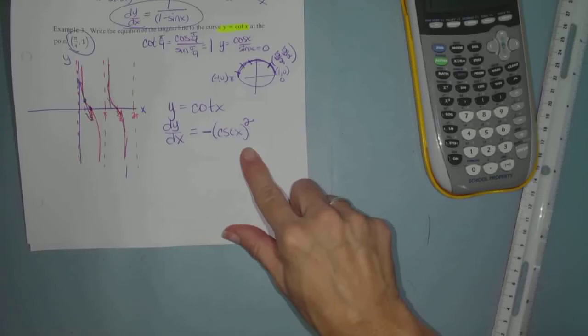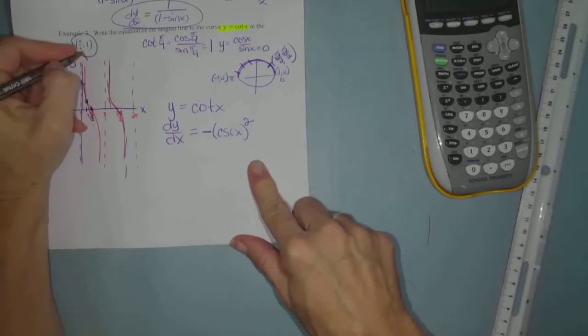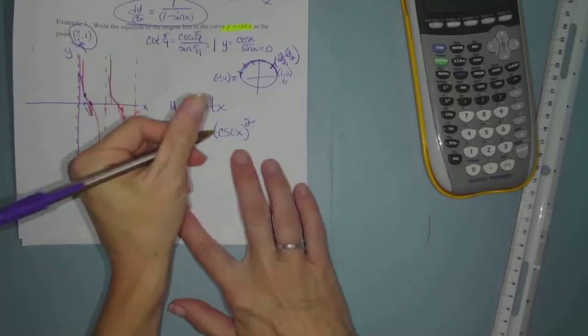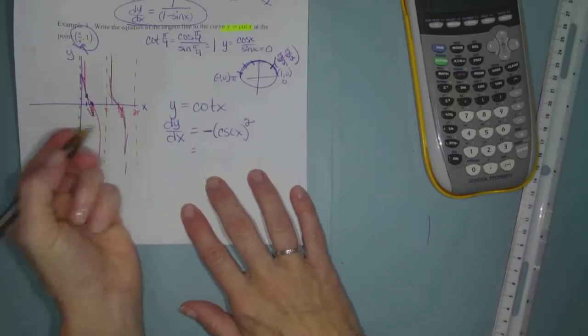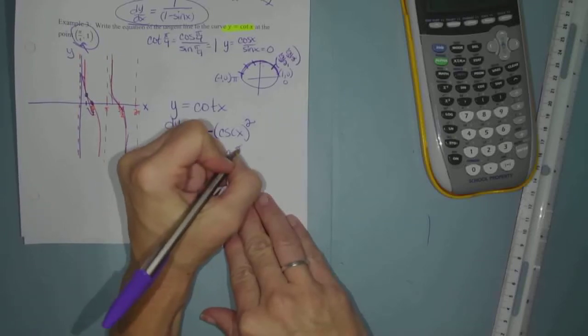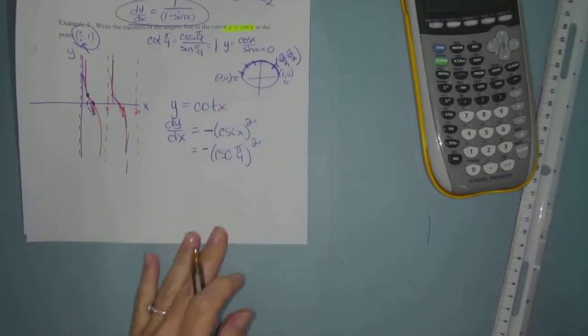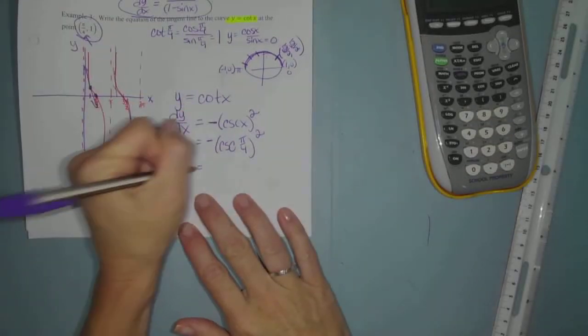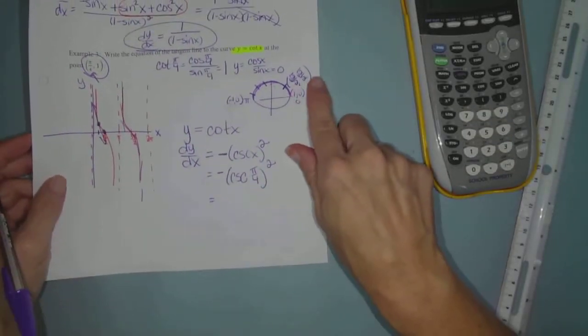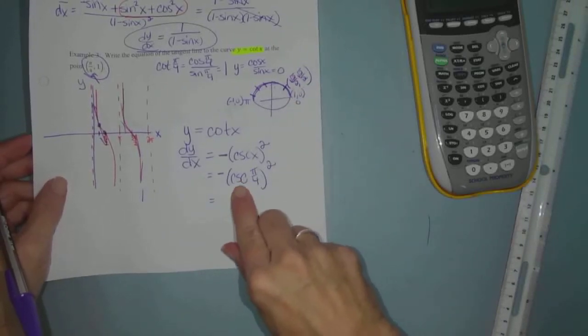I want to go to x equals pi over 4. So I'm going to plug pi over 4 in here. So negative cosecant of pi over 4 squared. So I've got to evaluate that. Now let's think about pi over 4. Okay, so we have the coordinates here at pi over 4.